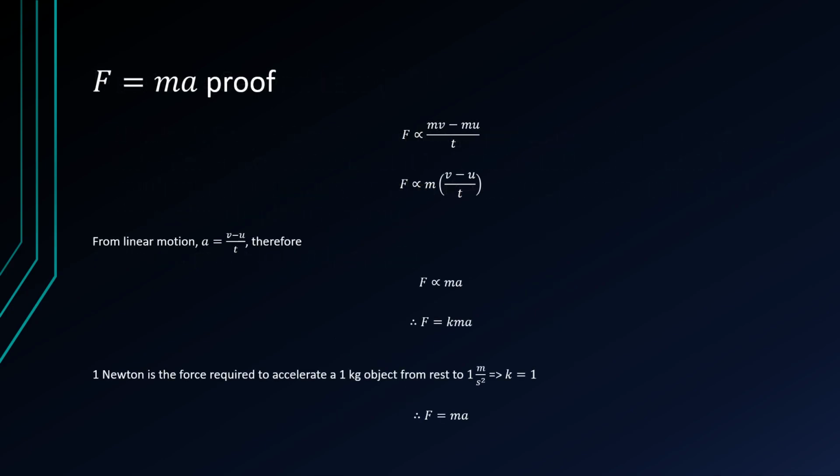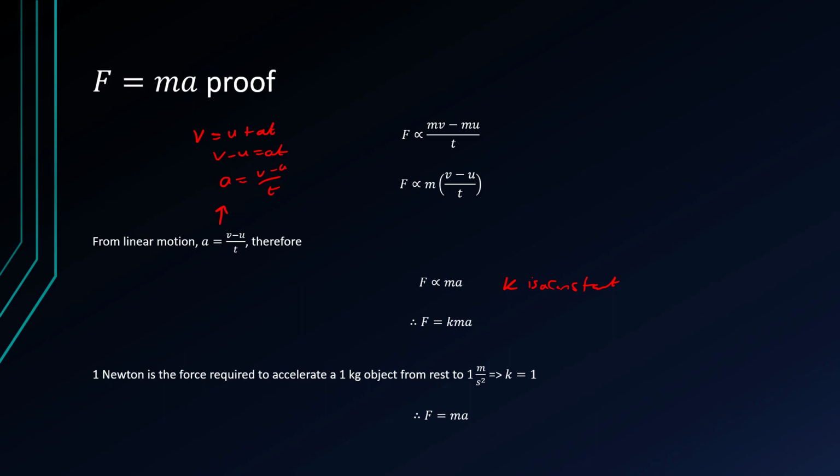Well, here's the proof. So we start with the general case that we know, proportional to mv minus mu over t. We can factor an m out from the numerator, so we get m times (v minus u) over t. To get this, we should recognize that v is u plus at. So v minus u is at, so a is (v minus u) over t, which we can substitute in here. So force is proportional to mass times acceleration. So force is some constant k times ma, where k is a constant.